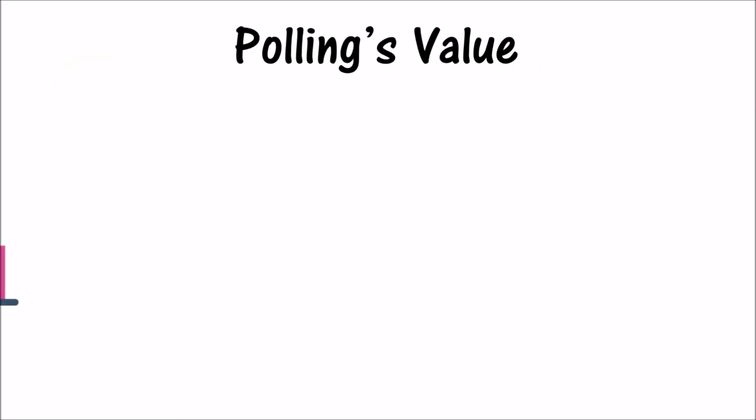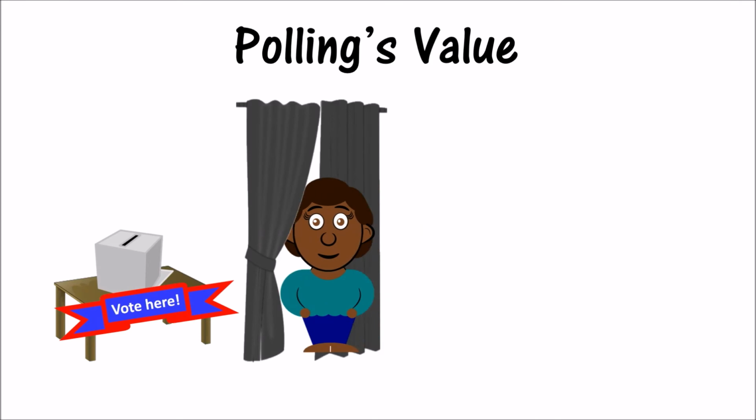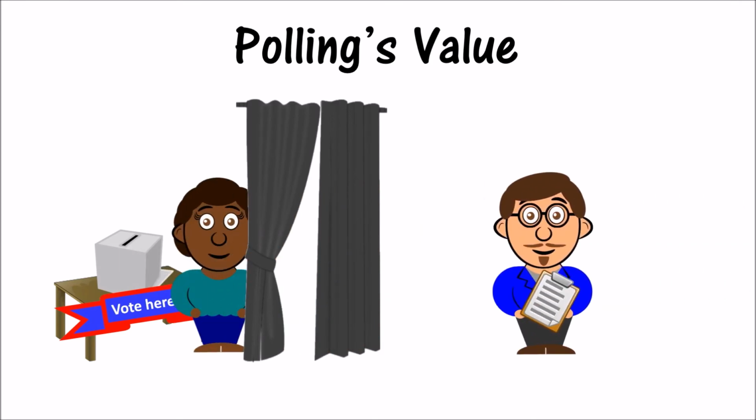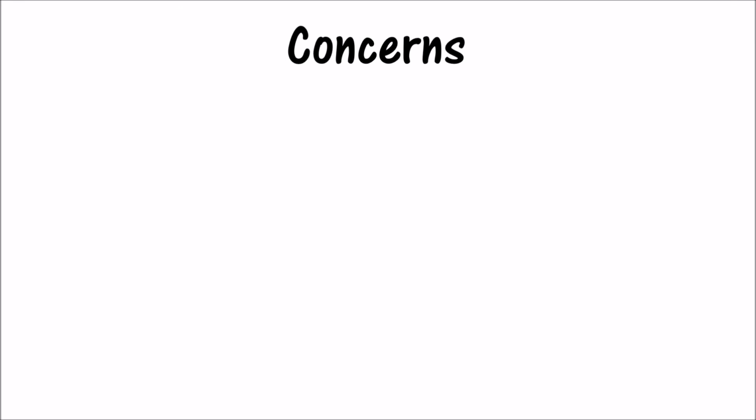Polling also occurs prior to an election to predict what the likely outcome will be. And after voting occurs, exit polling questions voters to get an idea of who is going to win an election before the official results are in, and to gather demographic information about which types of people voted for a particular candidate or issue. Even though polling has useful purposes, there are also some concerns.